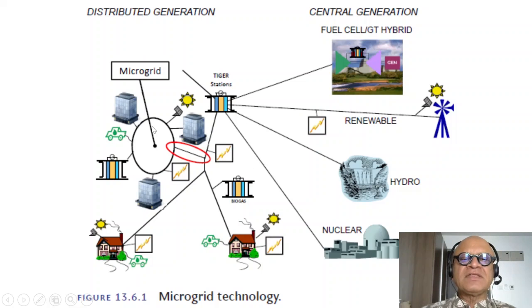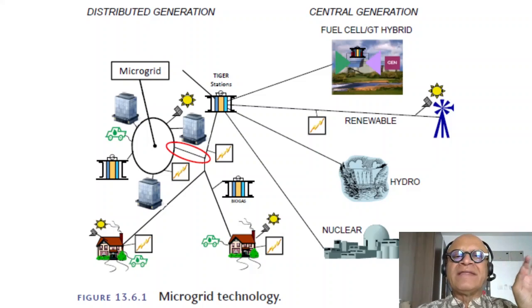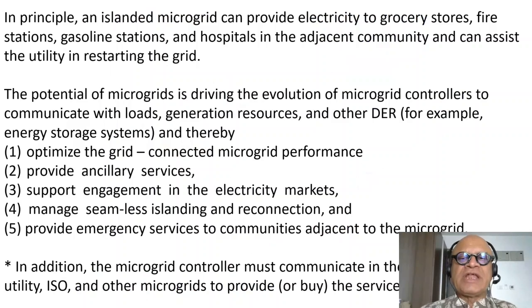So this provides additional flexibility in the operation, reliability, and independence when needed. Islanded configuration, as it's referred to here. In principle, an islanded microgrid can provide electricity to grocery stores, for example, fire stations, gasoline stations, hospitals in adjacent communities, and can assist the utility in restarting the grid. Okay, if the main grid had collapsed and you have an operating microgrid, then it can help restart the main grid.